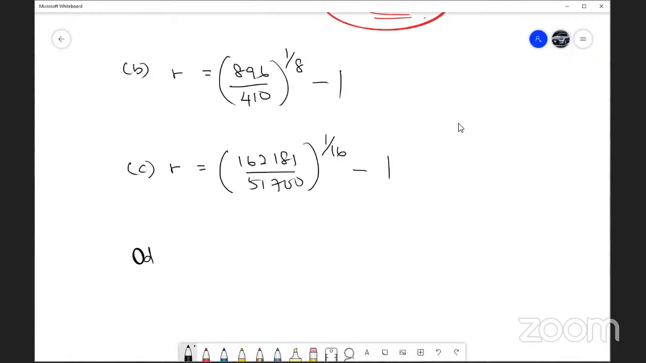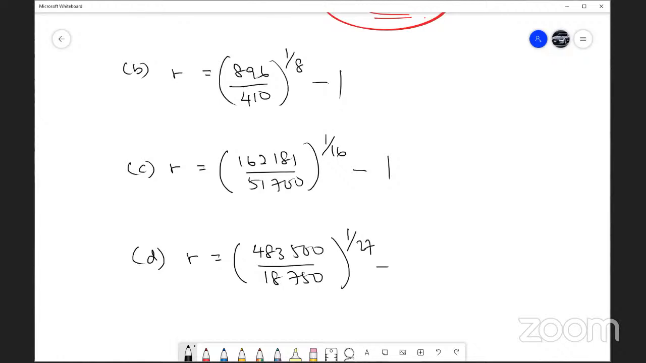There is no tutorial video about using a financial calculator. For the financial calculator, you just need to key in like what I told you just now. In this case, 483,500 is the future value, 18750 is the present value, the T is 20, the N is 27, and then compute R.